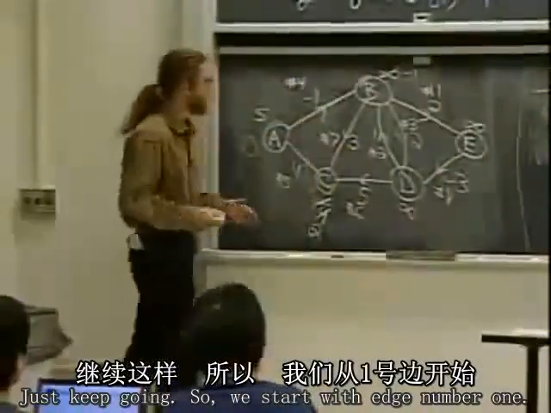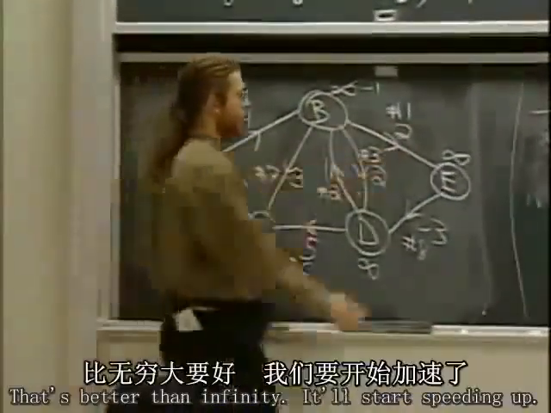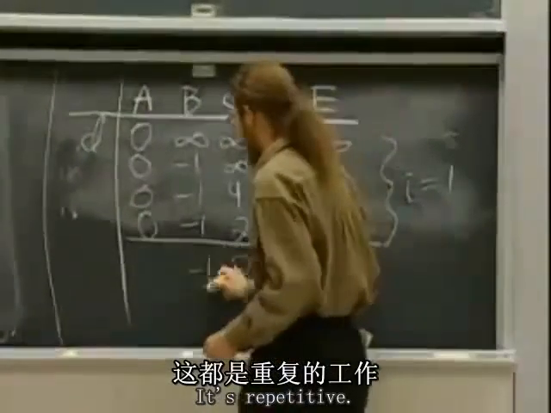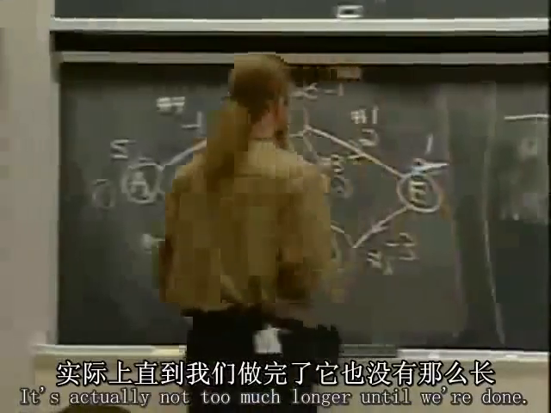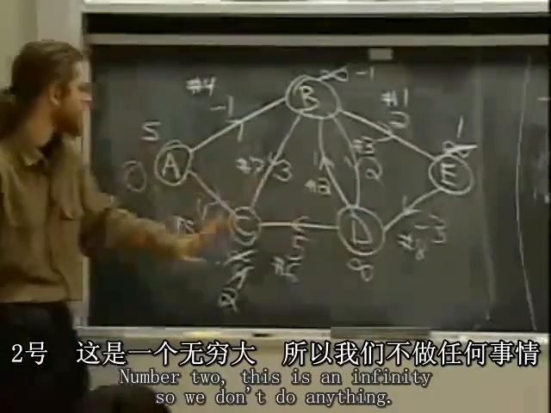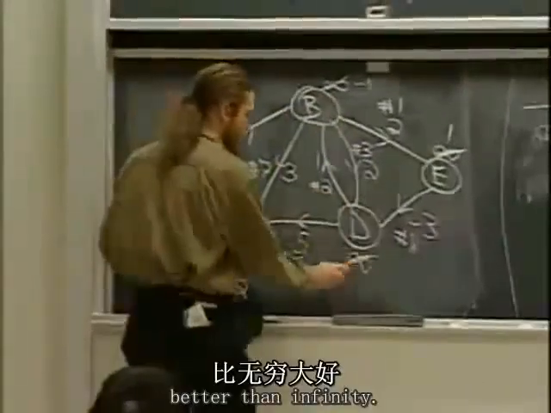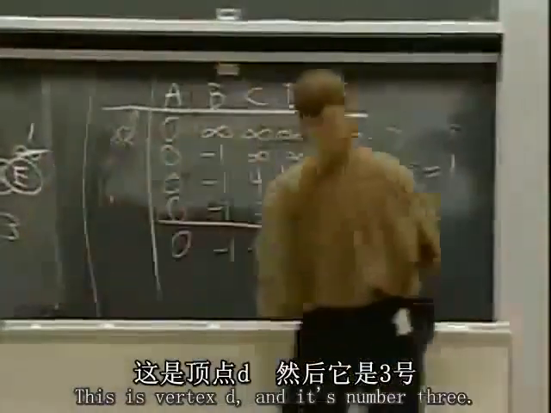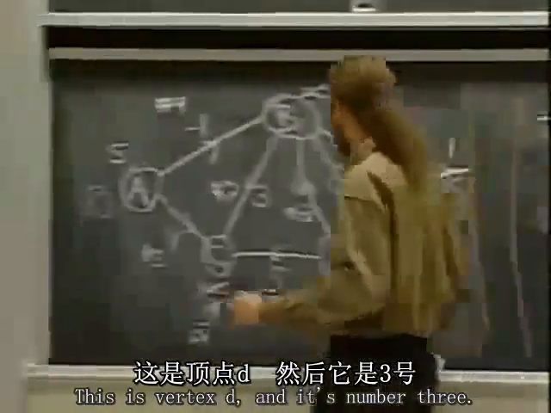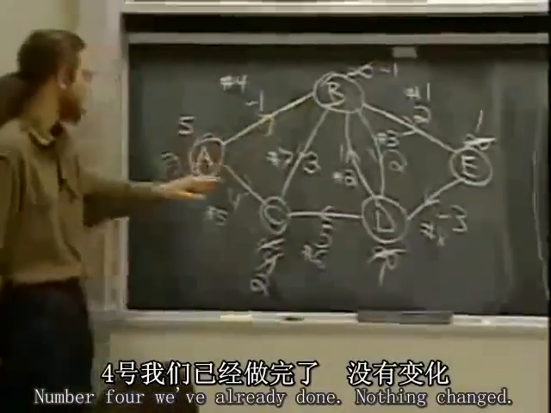So we start with edge number 1. Now -1 plus 2 is 1. That's better than infinity. I'll start speeding up. This gets repetitive. It's actually not too much longer until we're done. Number 2, this is an infinity, so we don't do anything. Number 3, minus 1 plus 2 is 1, better than infinity. This is vertex D. Number 4, we've already done, nothing changed.